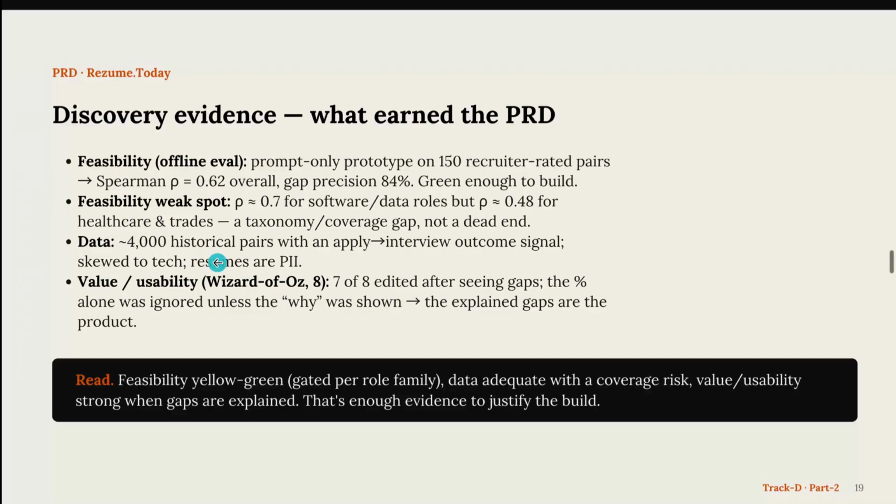Okay. The value or usability, Wizard of Oz test, which is the 8.7 out of 8, edited after seeing gaps. The percentage alone was ignored unless the why was shown. Yeah, that's what we are trying to measure as evidence here. Feasibility will be yellow green. Data adequacy will tell us, are we covering the required risks? The value usability is strong and the gaps are explained. Yeah, that's enough evidence for us to justify the build. This evidence collection says that we can go forward.